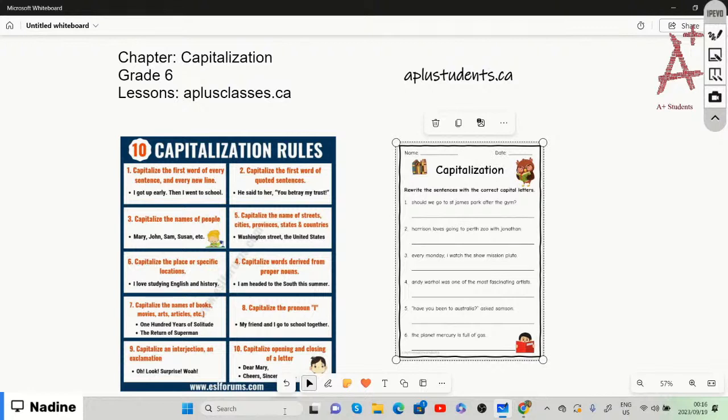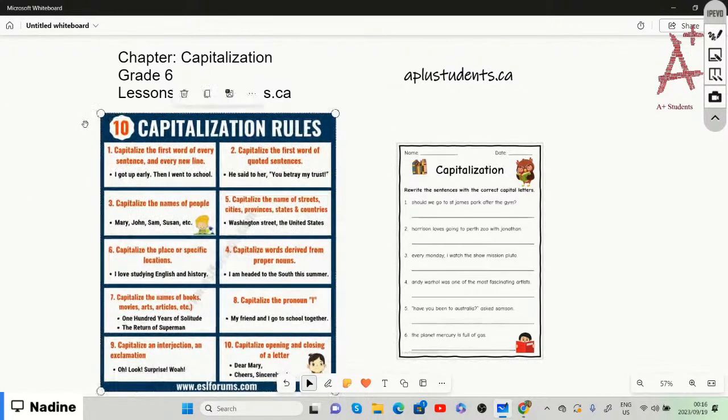The pronoun I needs to be capitalized. An opening and closing of a letter: Dear Sir, Kind regards when you are done. So that is a few capitalization rules that we can follow or practice whenever we are writing.